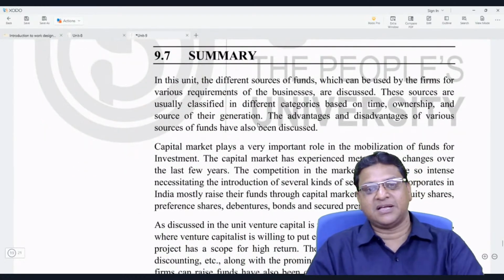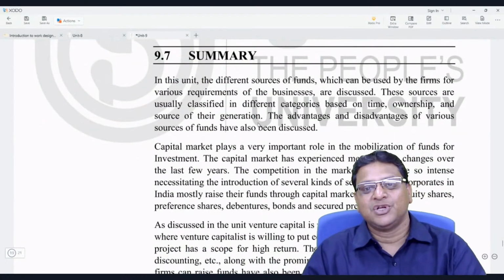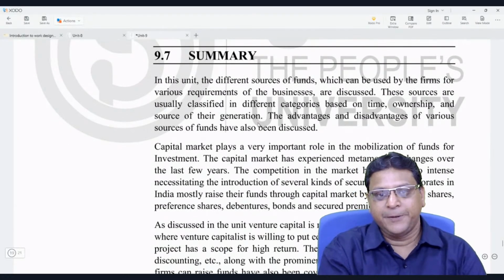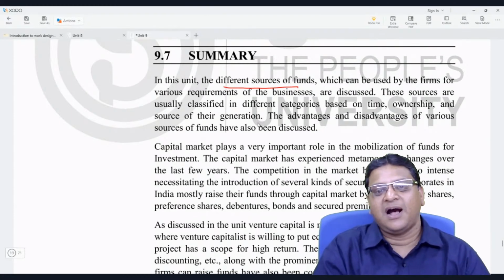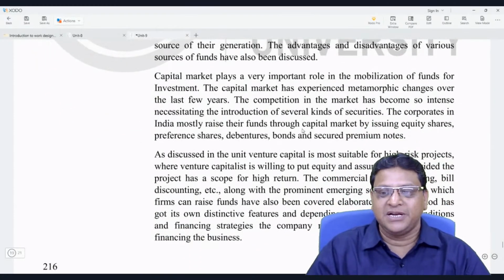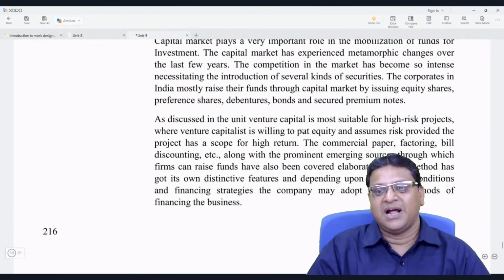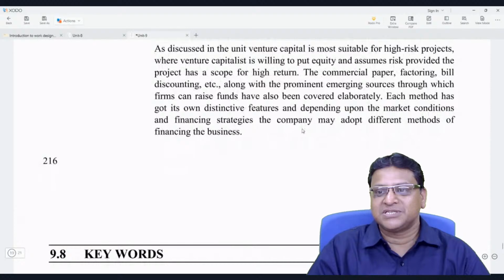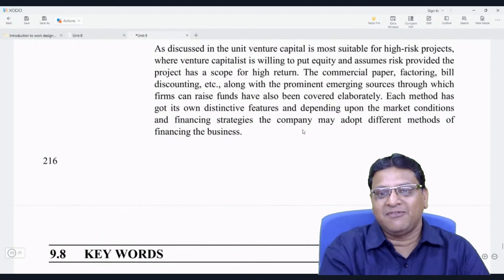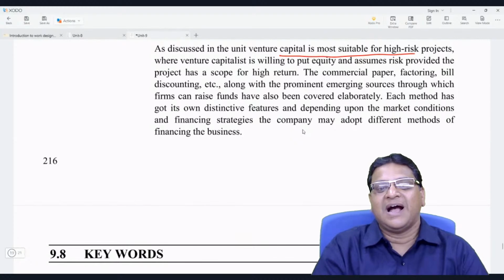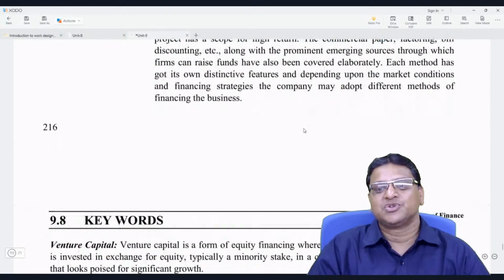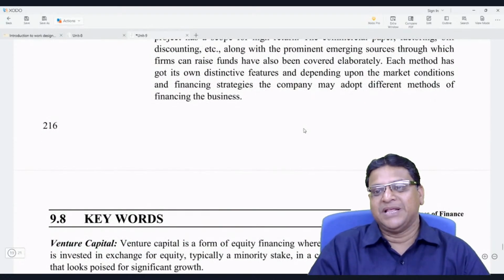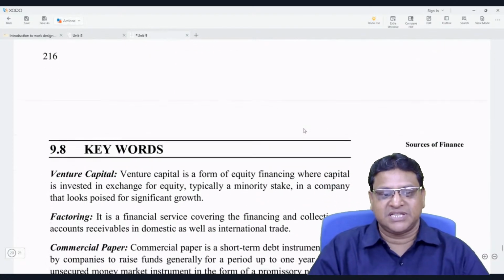So in our today's class, we have discussed different sources of funds. Then we have discussed how the sources of funds can be obtained from short-term sources and long-term sources of funds. Then we have discussed how venture capital financing is used for high-risk projects. At last, we have discussed different innovative sources of financing like angel funding, like crowdfunding. We have discussed all these things.